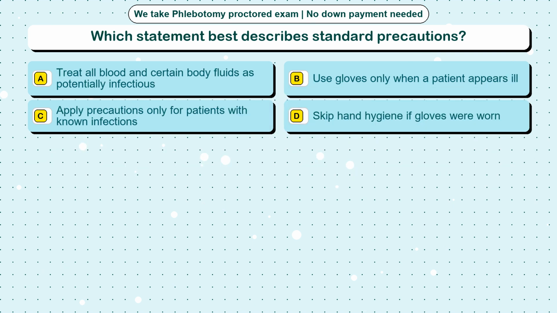Question 39. Which statement best describes standard precautions? Option A, treat all blood and certain body fluids as potentially infectious. Option B, use gloves only when a patient appears ill. Option C, apply precautions only for patients with known infections. Option D, skip hand hygiene if gloves were worn.